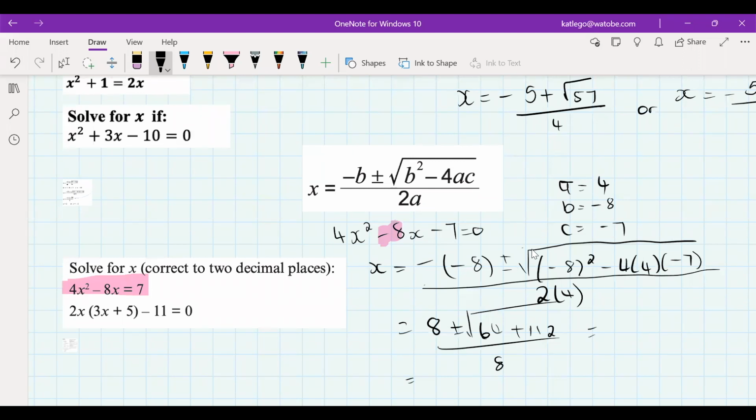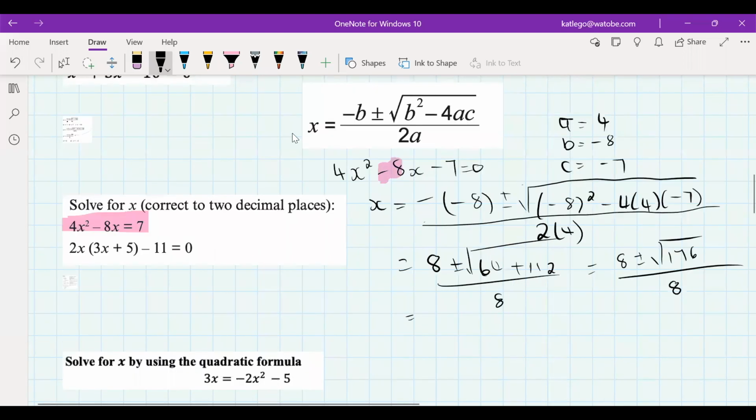Can I write it here? 8 plus or minus the square root of 176 over 8. Then you just pop that in your calculator. And you may go and do the quiz.